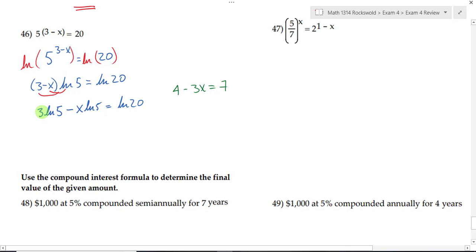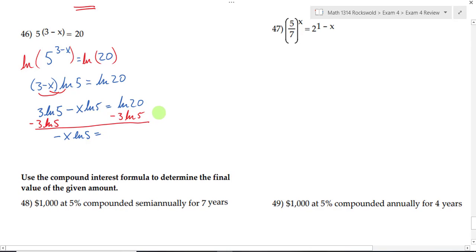Like I said, take something complicated and rewrite it as something simple where this is just a number. 3 natural log 5 is just a constant because there's no variable in it. This is just a number times x, just like this is a number times x. If you understand the process for solving something simple, in mathematics we use the same process. Don't let the complicated terms here fool you. So we subtract 3 natural log 5 from both sides, and that's going to give us negative x natural log 5 equals what? How do I simplify this?